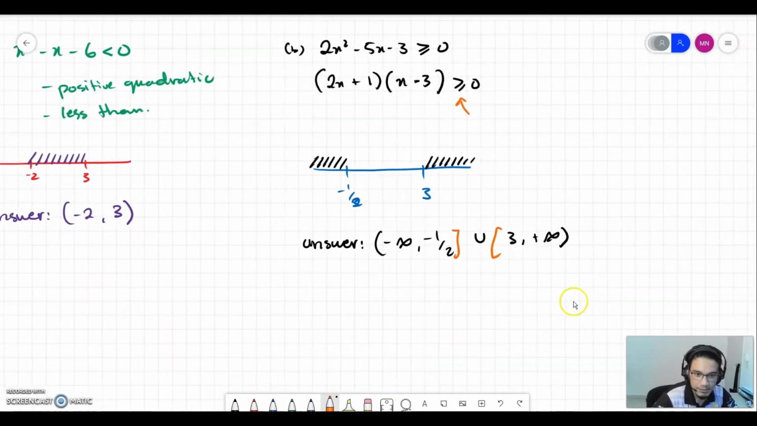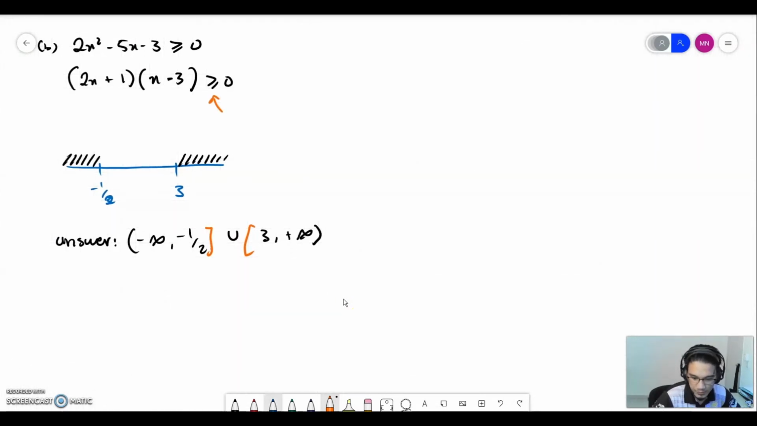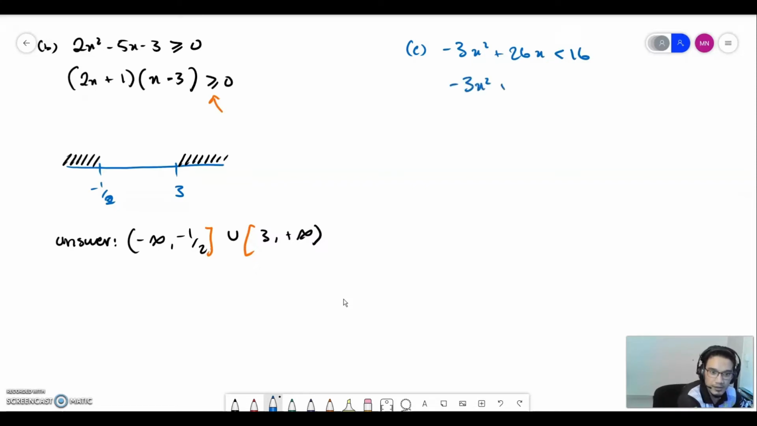Okay, our next example, our last example to solve quadratic inequalities by graphical method. C. So we have negative 3x squared plus 26x less than 16. Okay, so from here we bring the 16 to the left. Negative 3x squared plus 26x minus 16 less than 0. Okay, then what we do, we factorize out the negative symbol. Okay, 3x squared minus 26x plus 16, that is less than 0.